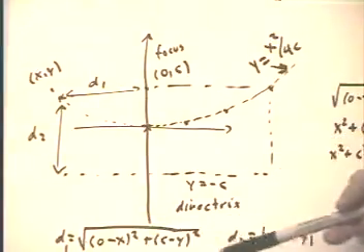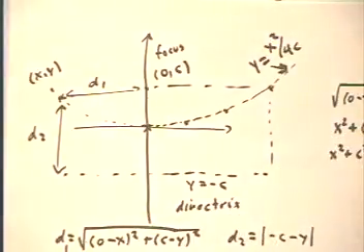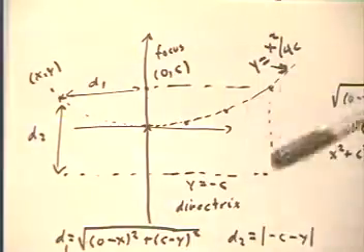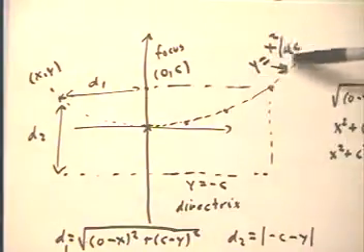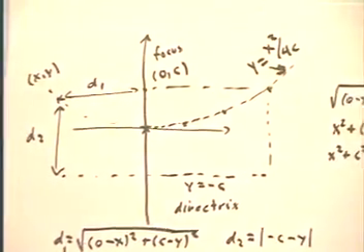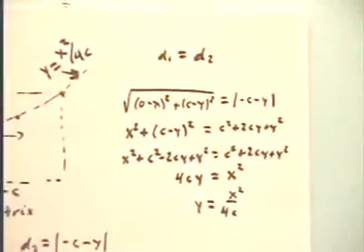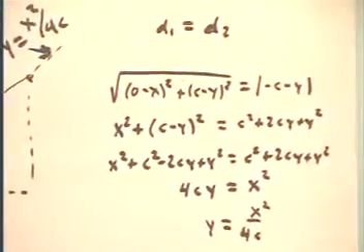To set these two equal, and then to simplify the expression, we'll get the equation of a parabola, which is going to turn out to be y equals x squared over 4c. We'll get the equation at least of the standard parabola. So let's look at the algebra. It's fairly simple.